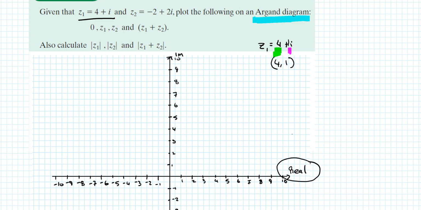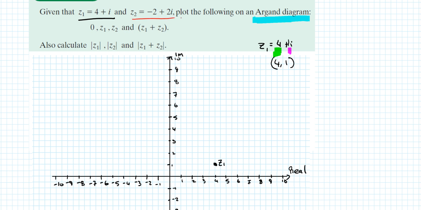Make sure we call it a real axis and an imaginary axis. The real parts go on the real axis, the imaginary parts go on the imaginary axis. So we're doing (4, 1), and put it down there, dot, and we label it Z1. Make sure you put down the dot, make sure you label it Z1.